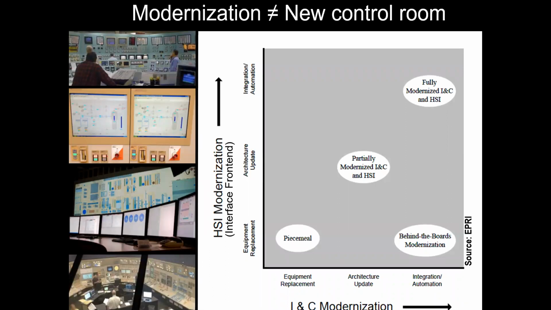Modernization is what you'll hear. You hear control room modernization. It doesn't necessarily mean a completely new control room. It can mean a lot of different improvements. This is just a graph that shows different ideas. Behind the board's modernization, on the bottom right, for example, is a back end situation. So maybe you keep the boards all the same, but on the back end, you fully digitize the data collection. On the top right is what we would consider a full modernization.